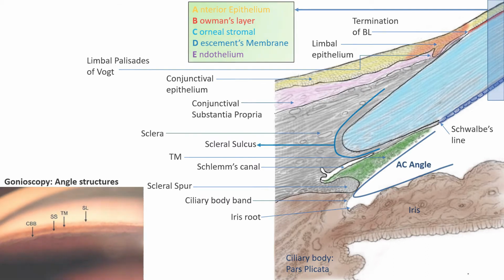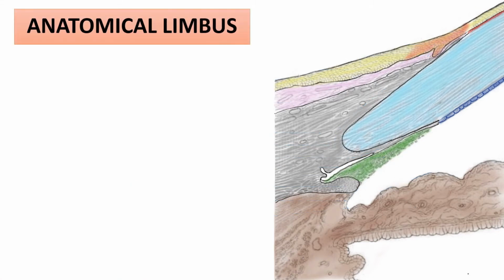Now it is time to understand the boundaries and the extent of the anatomical limbus. And for that, we have to see these 5 transition zones which I have shown marked with arrows. First, the termination of the Bowman's layer. Second, the junction of the limbal with the conjunctival epithelium. Third, the scleral sulcus. Fourth, the Schwalbe's line, which is the termination of the Descemet's membrane. And finally, the scleral spur.